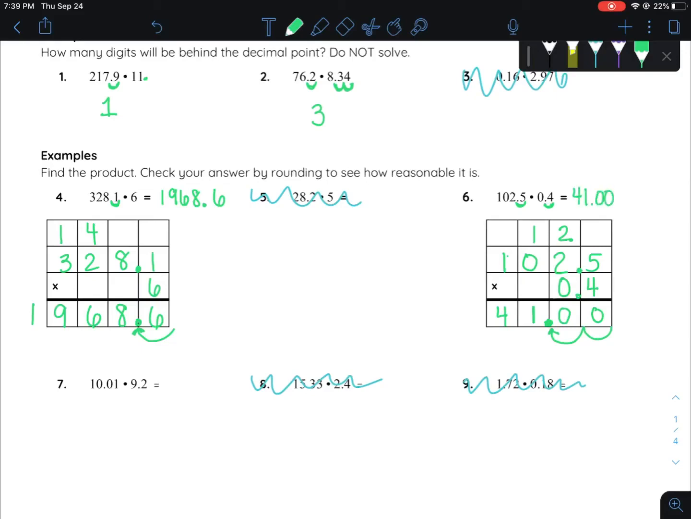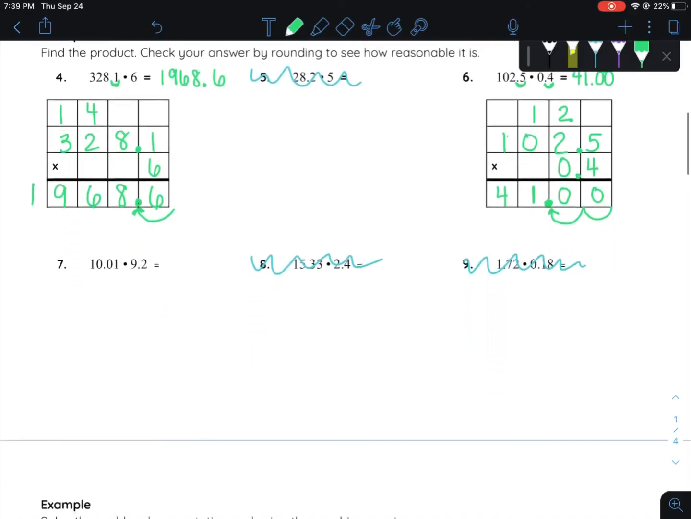41.00, which is technically just 41. In math, it doesn't really matter if those extra zeros are there. In science, it can be important. Okay? All right, last one here. 10.01 times 9.2. So remember, when we line this up, we're just lining it up at that right side. We don't care that the decimal isn't lined up. It doesn't matter here. You can multiply anything by anything. You don't have to change it.